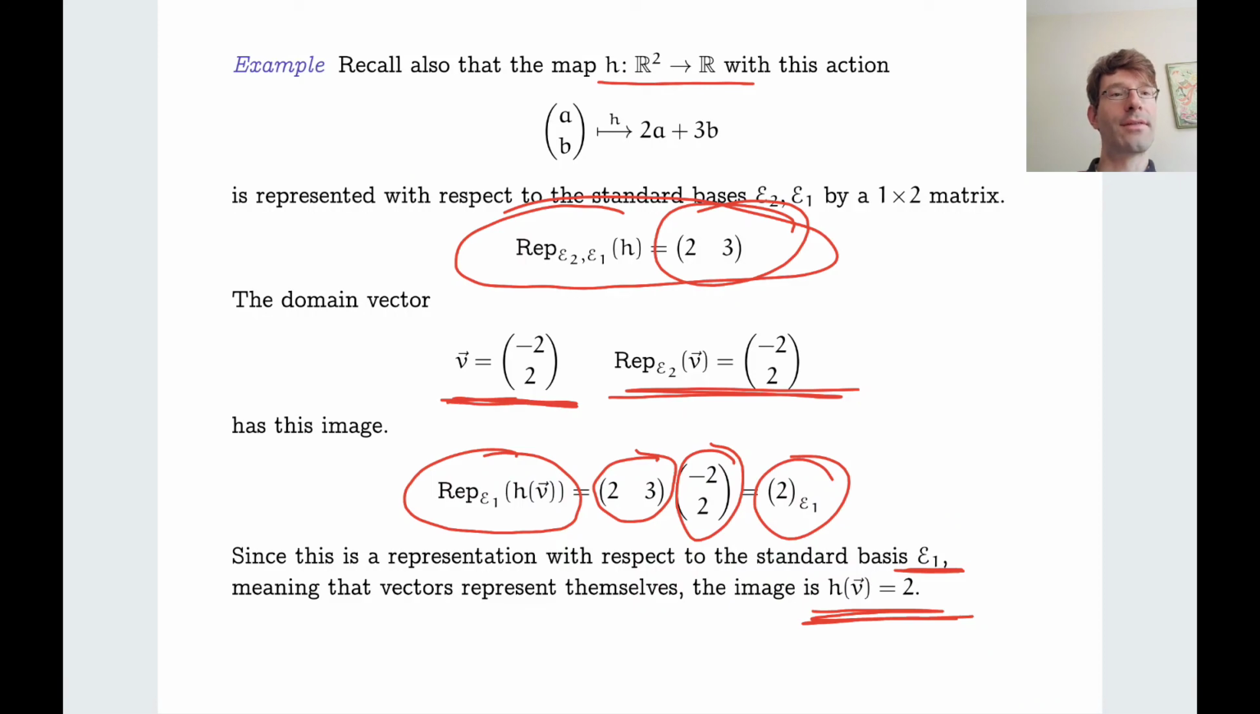Of course, you can verify this easily. 2 times minus 2 is minus 4, plus 3 times 2, 6. So minus 4 plus 6 is plus 2.